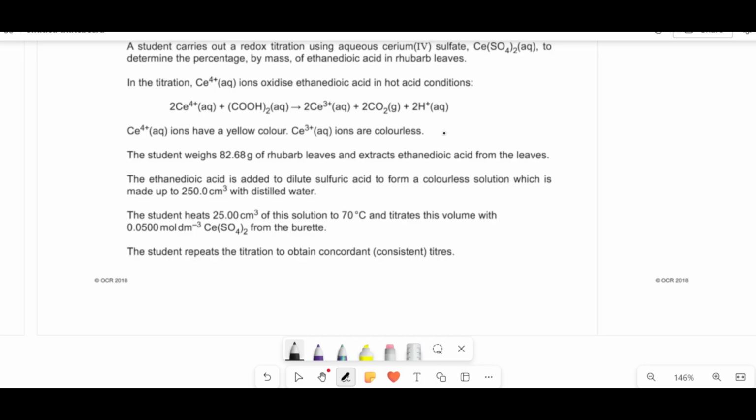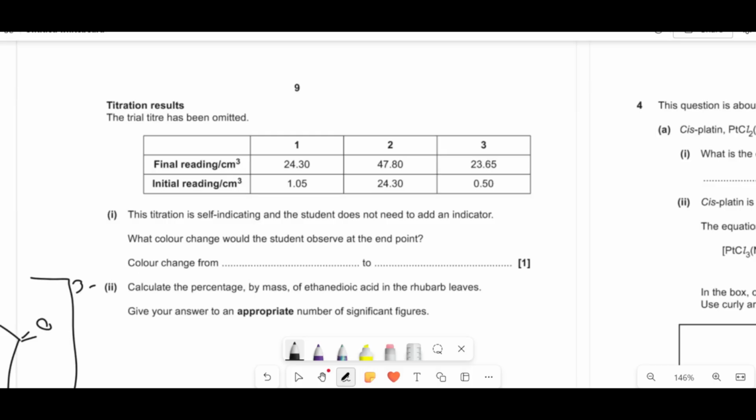What they do is they get 82.68 grams of rhubarb leaves and extract the ethane dioic acid from the leaves. They then add it to dilute sulfuric acid. They get a colorless solution, which is made up to this volume in distilled water, and then they heat 25 cm³ of this and titrate it with this much CeSO4, and then they repeat this titration to get concordant results. Fine. So then it says, this titration is self-indicating. The student does not need to add an indicator. What color change would you observe at the end point?